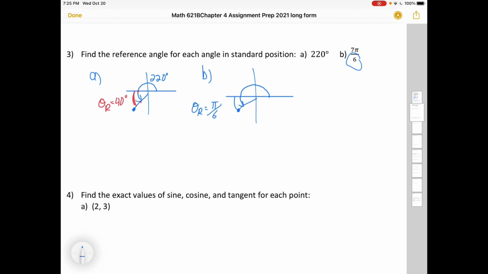Now, if you wanted to do that whole thing in degrees, that's absolutely fine. You'd say it's 210 degrees. You'd find the reference angle is 30 degrees. But since the question's given in radians, you would then go and convert it back to radians. So I'd be looking for a radian answer in B.